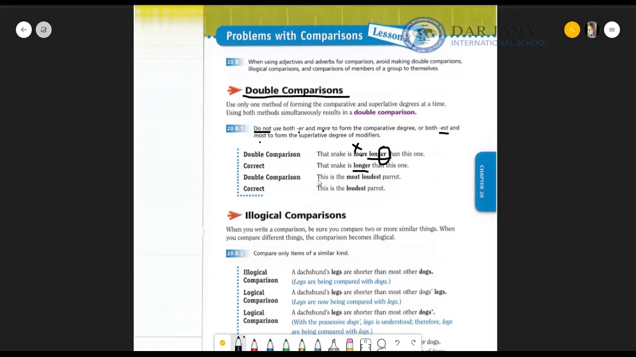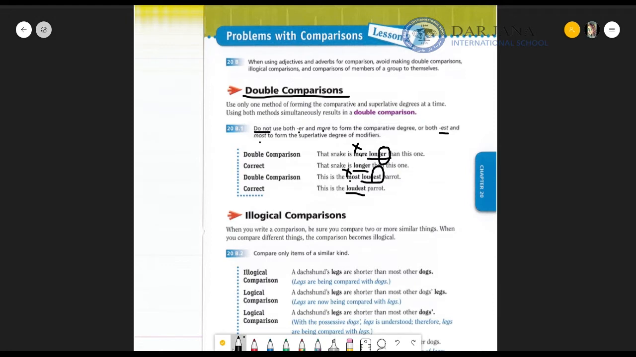Same thing for the superlative degree. This is the most loudest parrot. Again, loudest is the superlative form of loud with EST added to the word. So adding most will create a double comparison, which creates an incorrect sentence. So the correct form would be, this is the loudest parrot.